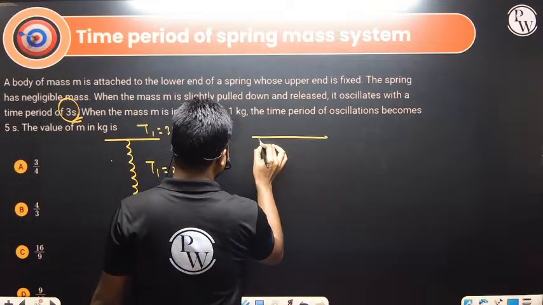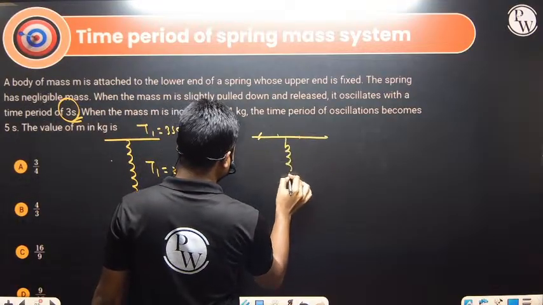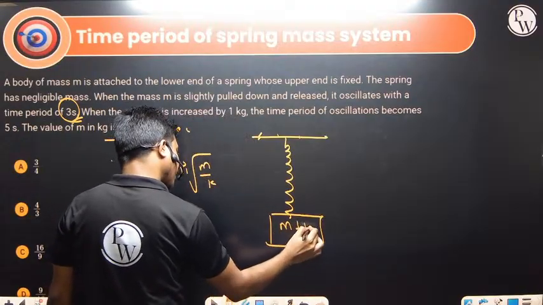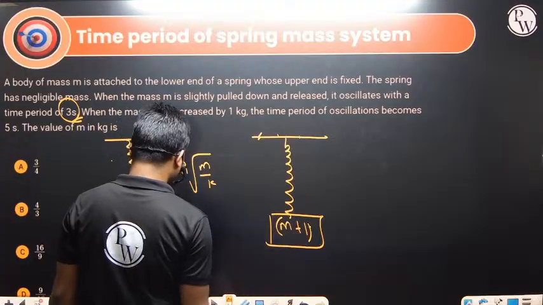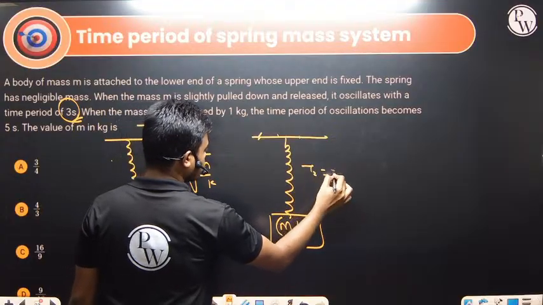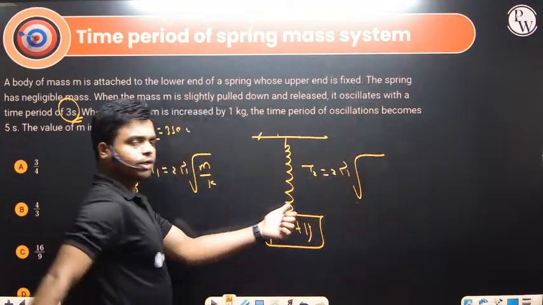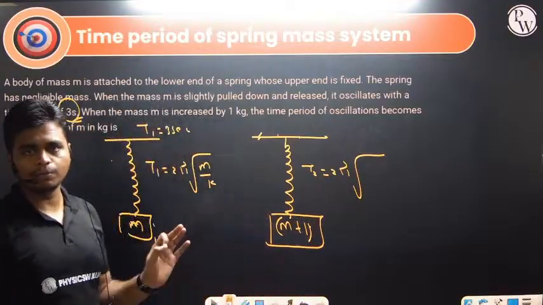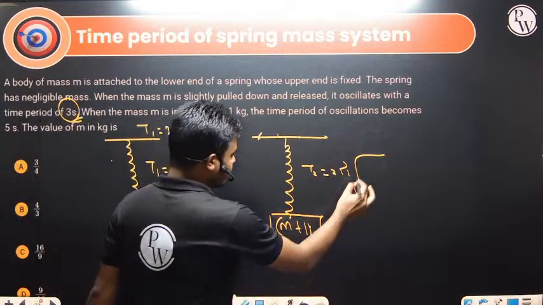In the second case, the mass is increased by 1 kg, so we are putting one more mass in. The total mass will be m plus 1 kg. So T2 is equal to 2 pi under root of (m plus 1) divided by k. The k value will not change, because k is a spring constant that depends on the spring material.